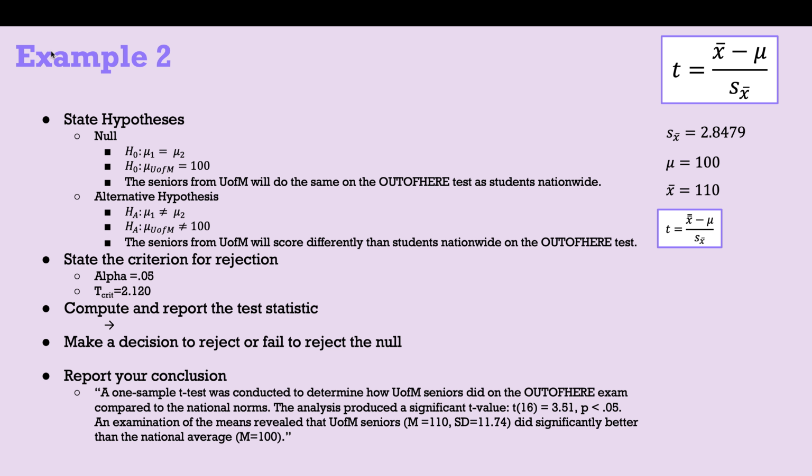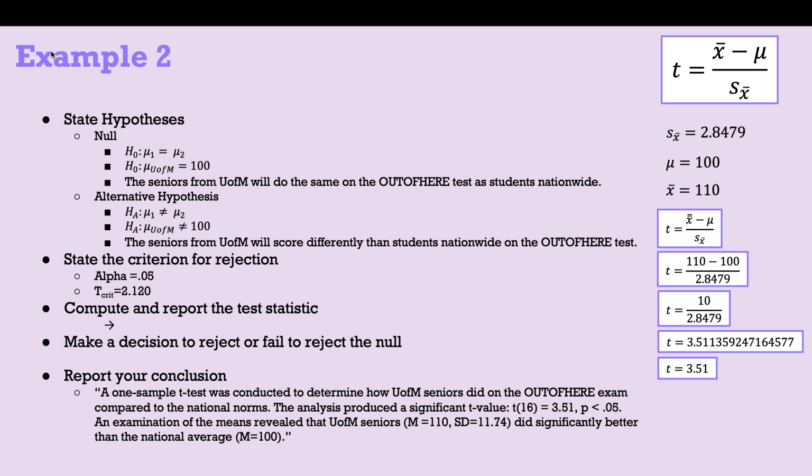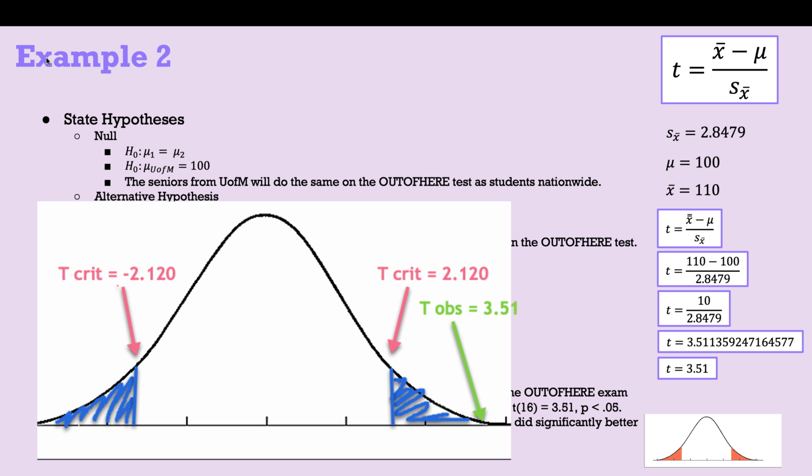So now we're going to compute and report the test statistic. From the previous slide, we found our standard error of the mean for our sample is 2.8479, with a population mean of 100 and our sample mean of 110. So 110 minus 100 divided by the standard error of the mean of 2.8479 is 10 divided by 2.8479, which is t equals 3.51135, and it continues. So we report our t value to 2 decimals, so 3.51. So we can see that our t observed value of 3.51 falls within our region of rejection.